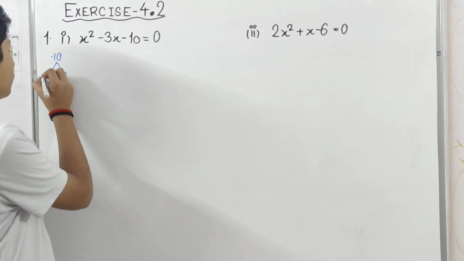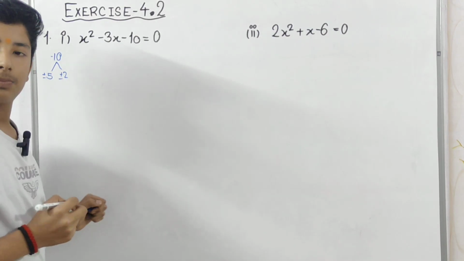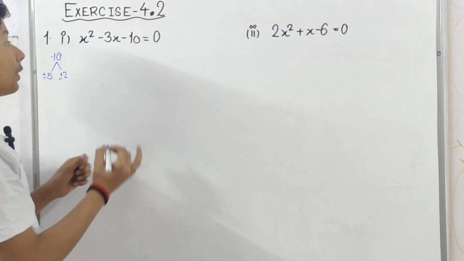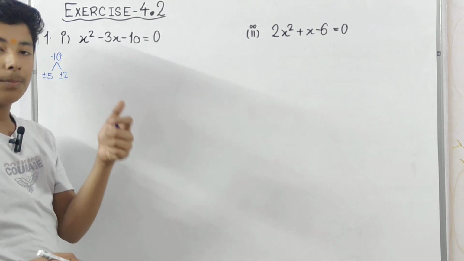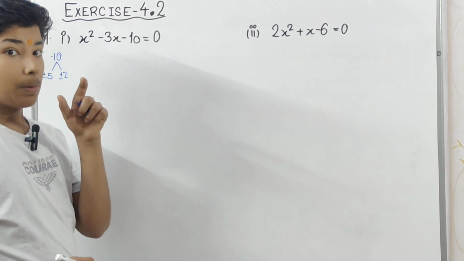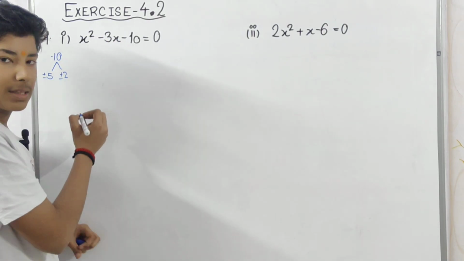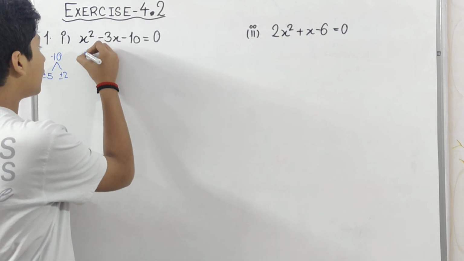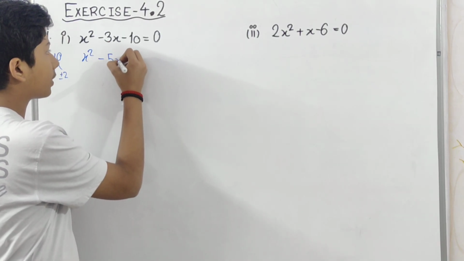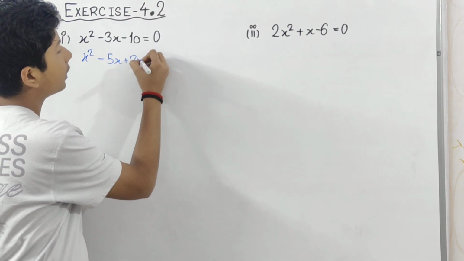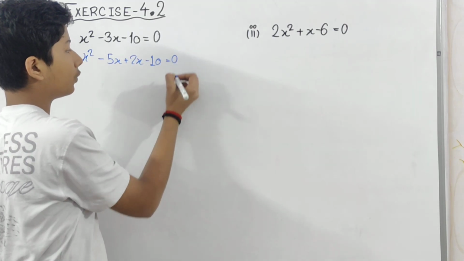or you can say minus 5 and plus 2. So if you see, minus 5 and plus 2, it will become minus 10, and minus 5 plus 2 will become minus 3. So it will become x square minus 5x plus 2x minus 10 equal to 0.